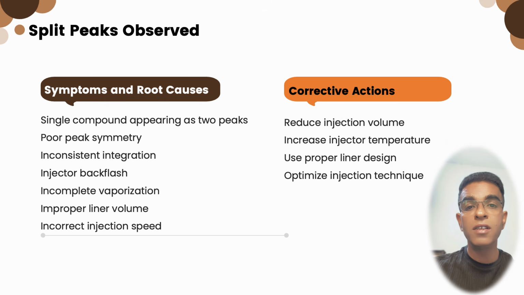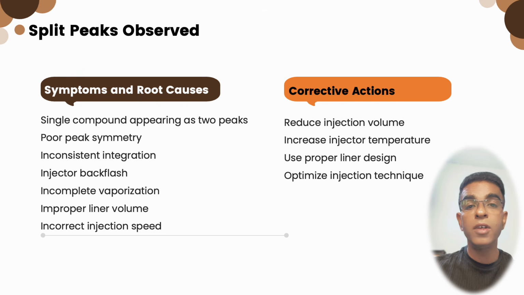One major reason is injector backflash. When the injected solvent expands rapidly, it exceeds the liner volume and part of the sample flows backward instead of entering the column uniformly. Incomplete vaporization can also cause this problem, especially when injector temperature is not sufficient for the solvent used. Improper liner design or wrong liner volume further worsens the issue.